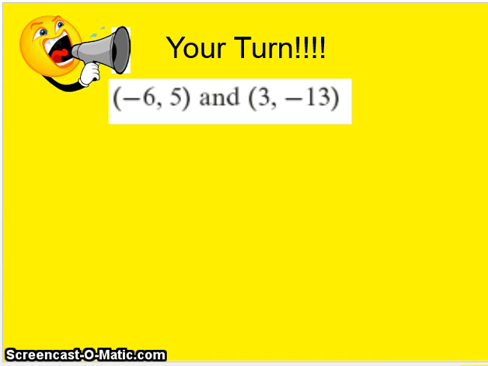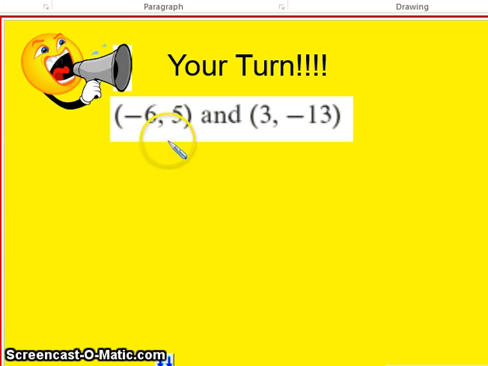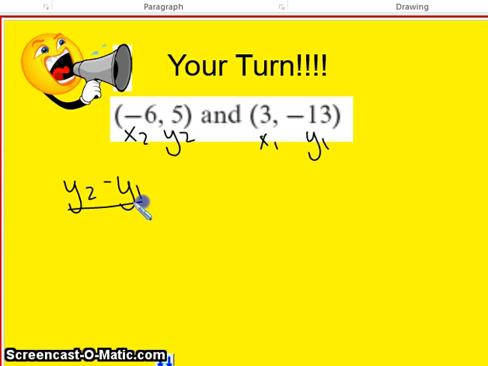Here's another example that needs to go in your notebook. We've got 2 points, -6, 5, and 3, -13. Now again, it really doesn't matter which point is first. And to show that, I'm going to say that this is going to be my first point. So I'm going to call this x1, y1. And then over here, I've got x2, y2. Now I'm going to use my slope formula, y2 minus y1 over x2 minus x1.